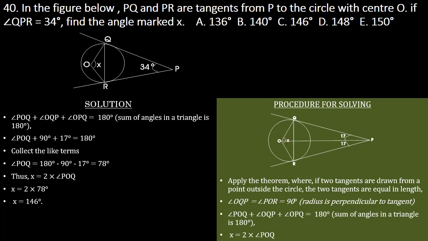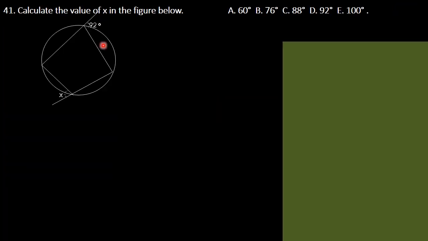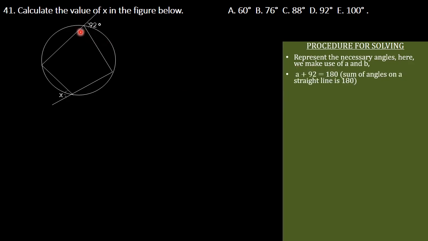Question 41. Calculate the value of x in the figure below. That is, in this diagram, here is angle x, here is 92 degrees. Let's check the procedure for solving this. Let's represent the necessary angles. Here we make use of A and B. Let's represent this angle to be our A and this angle to be angle B.